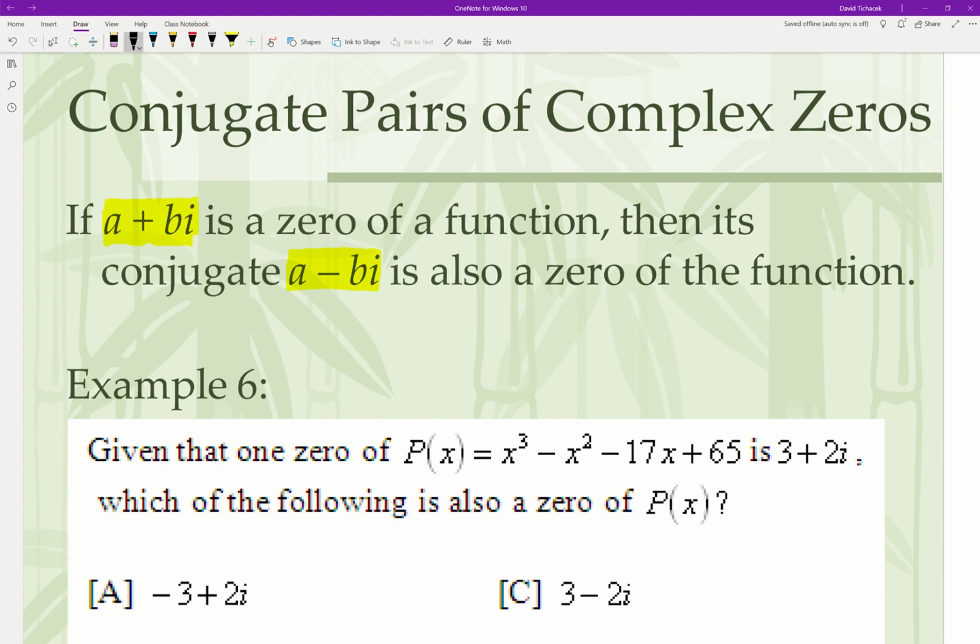So this is going to create problems where I can give you an exercise where I hand you a complex zero. You always have to remember that if I ever hand you one complex zero, I'm really handing you two, because remember that a complex conjugate is also going to be a zero of that polynomial.